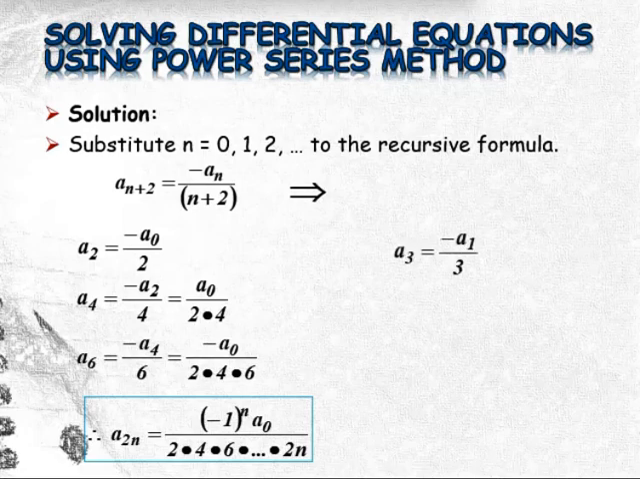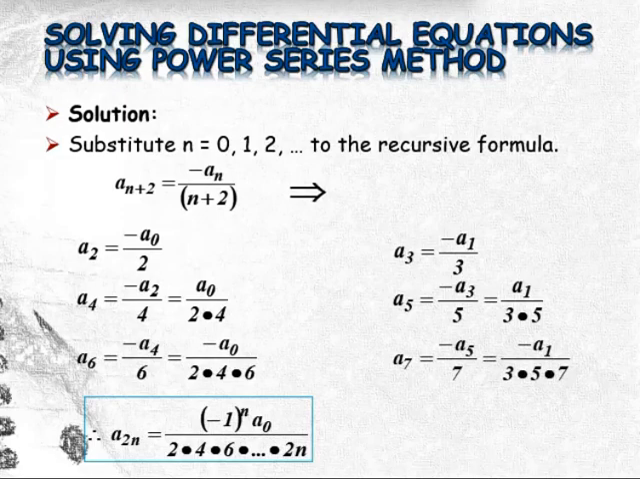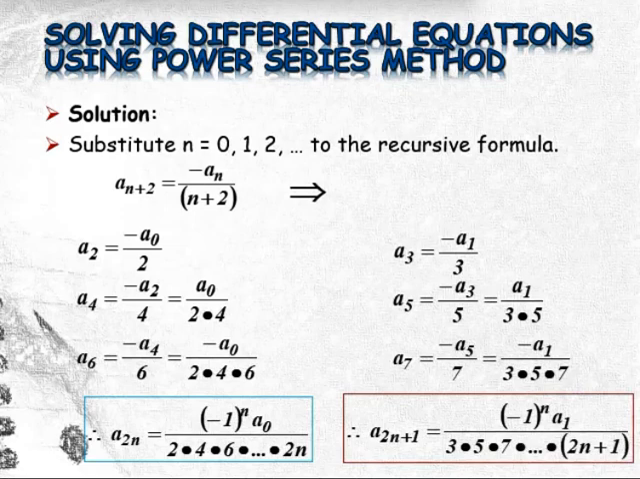For the other expression, if n equals 1, you will have a sub 3 equals negative a sub 1 over 3. If n equals 3, a sub 5 is negative a sub 3 over 5, or a sub 1 over 3 times 5. And for n equals 5, a sub 7 equals negative a sub 5 over 7, or negative a sub 1 over 3 times 5 times 7. Generalized to a sub 2n plus 1 equals negative 1 raised to n times a sub 1 over the product of 3, 5, 7, and so on until 2n plus 1.